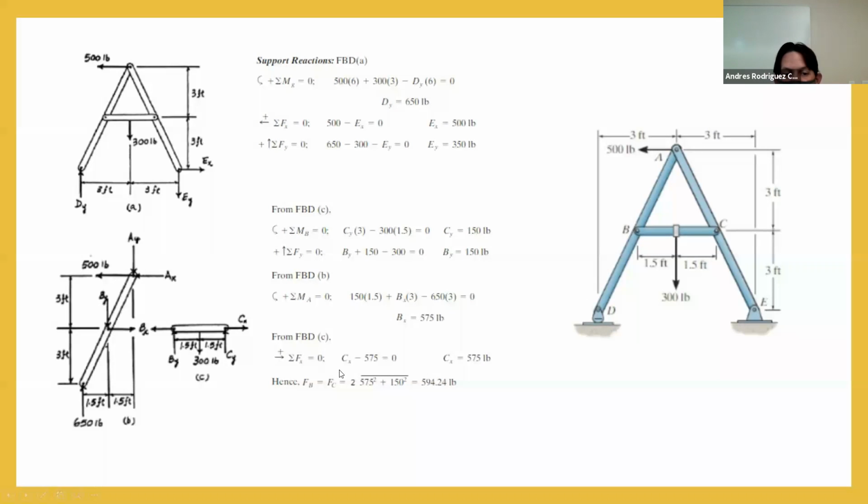So after that, we can do a summation of forces in X. The summation of forces in X is going to be equal to 0. In fact, the force in Cx is going to be 575. That is going to be the opposite of this one in order to get the equilibrium inside of the member, right?